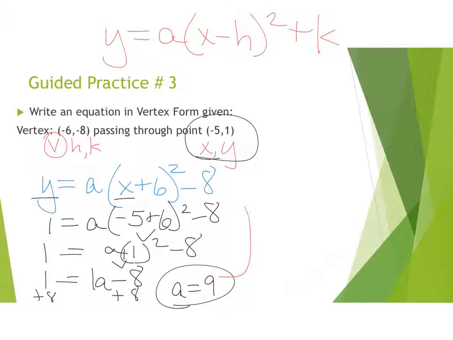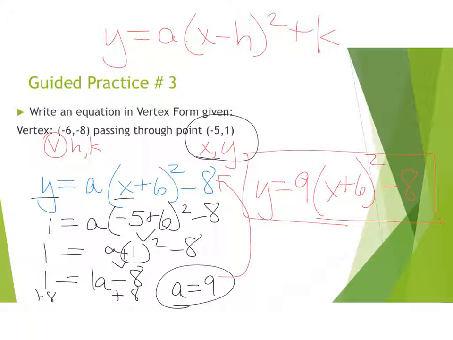Now preferably go back to where you already have h and k in your equation and rewrite the vertex form and you'll be finished. Y equals, we now have an a value, 9, x plus 6, quantity squared, minus 8. There's the vertex form of your equation.